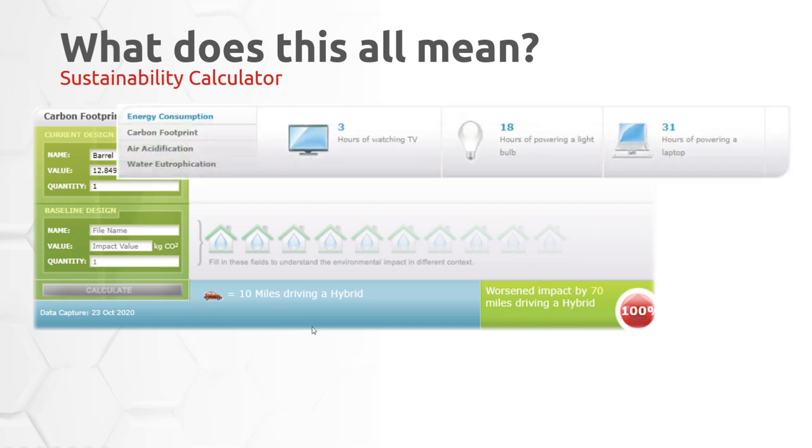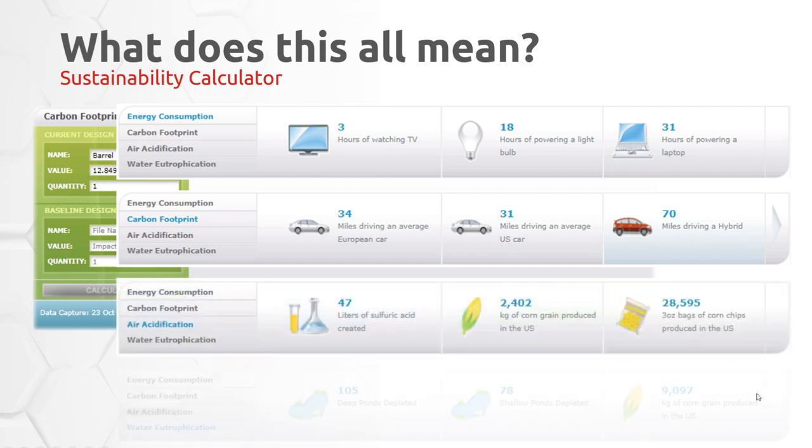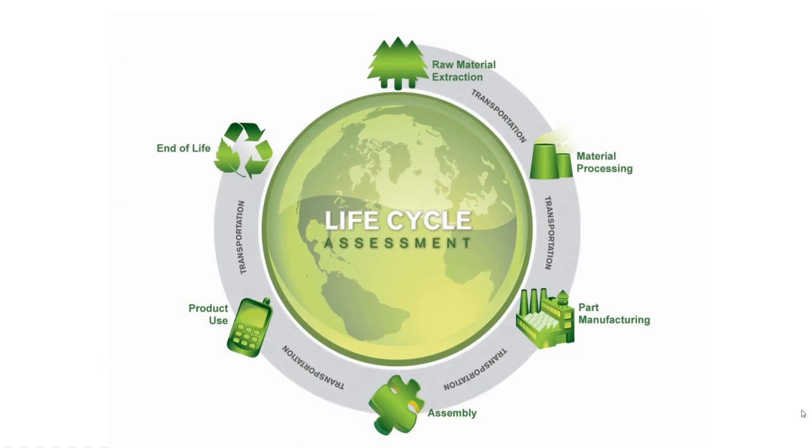And it gives us some more understandable or easier to understand metrics. So energy consumption, what does that really mean? Well, it might be like watching 3 hours of TV, or 18 hours powering a light bulb, or 31 hours powering up your laptop. That value may be for the carbon footprint, 34 miles driving a European car, 31 in a US car, but 70 miles if that were a hybrid. It's just different ways of looking at the information just to make that easier for the end user to understand. So that's our SOLIDWORKS sustainability tool for life cycle assessment.